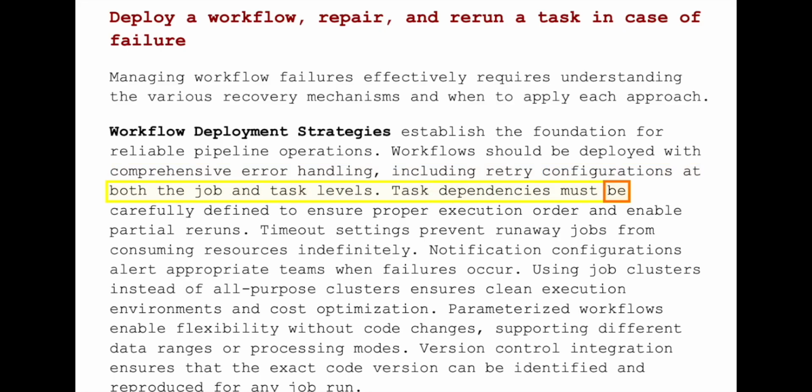Task dependencies must be carefully defined to ensure proper execution order and enable partial reruns. Timeout settings prevent runaway jobs from consuming resources indefinitely. Notification configurations alert appropriate teams when failures occur. Using job clusters instead of all-purpose clusters ensures clean execution environments and cost optimization. Parameterized workflows enable flexibility without code changes, supporting different data ranges or processing modes.